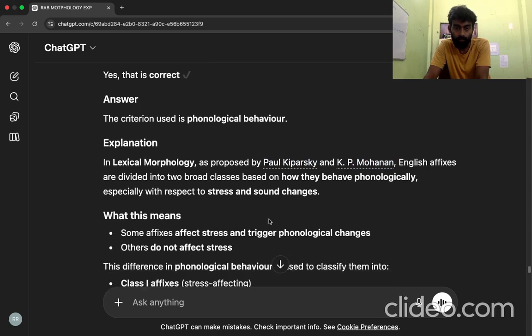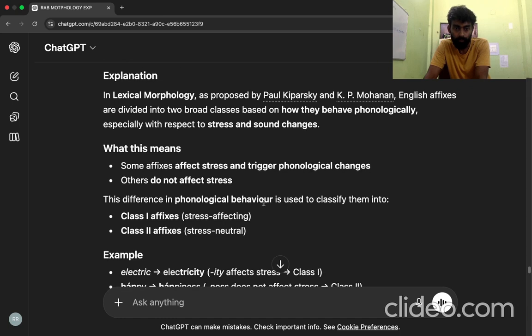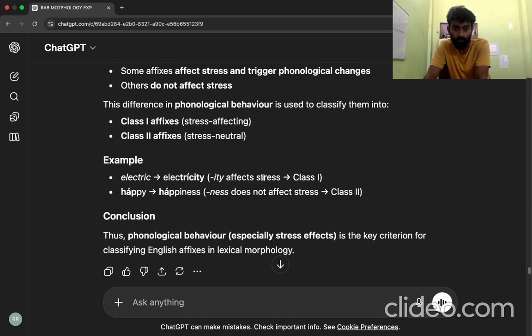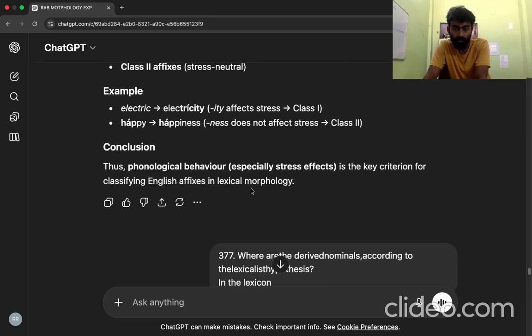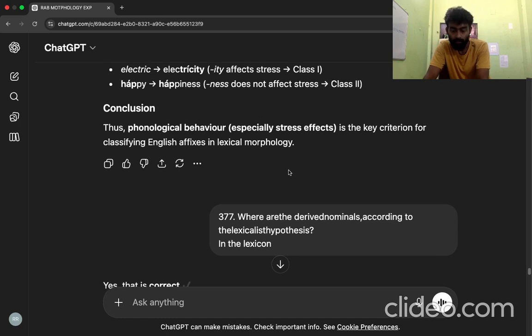and sound changes. What this means: some affixes affect stress and trigger phonological changes. Others do not affect stress. This difference in phonological behavior is used to classify them into Class I affixes, stress affecting, and Class II affixes, stress neutral. Example: electric, electricity affects stress, Class I. Happiness, most does not affect stress, Class II. Conclusion. Thus, phonological behavior, especially stress effects, is the key criterion for classifying English affixes in lexical morphology. Yes, that is correct.